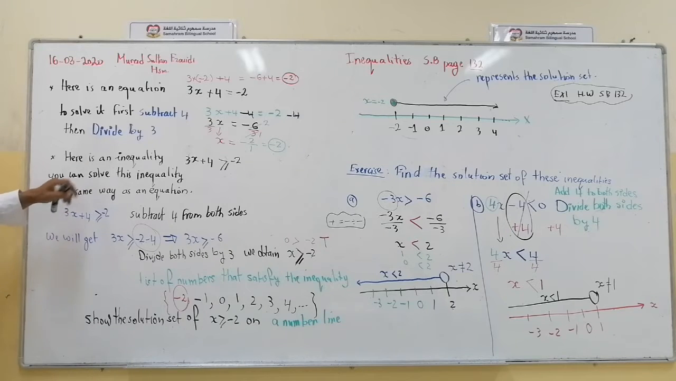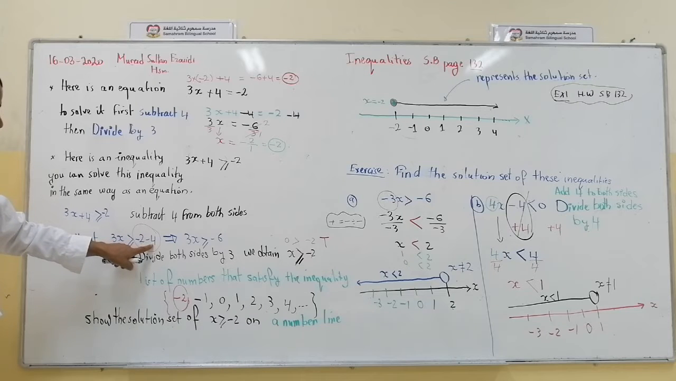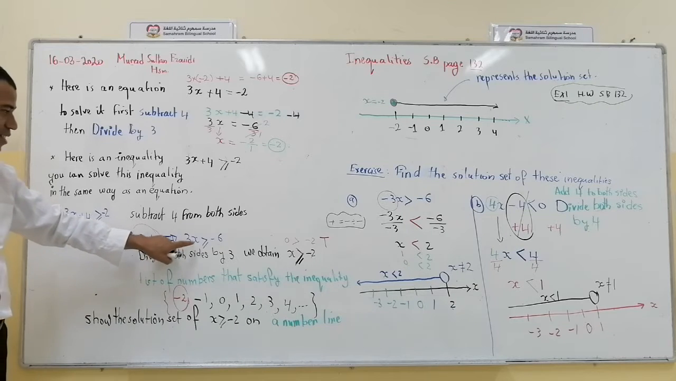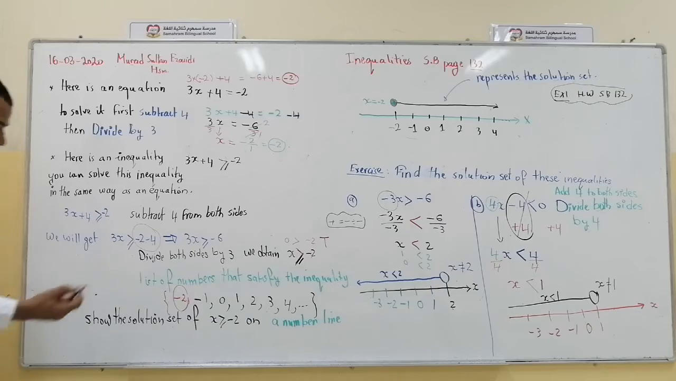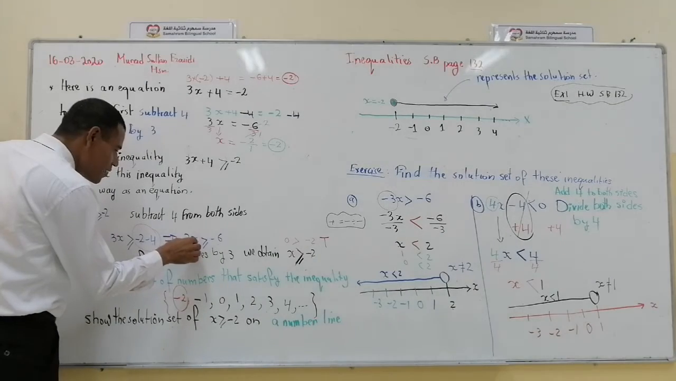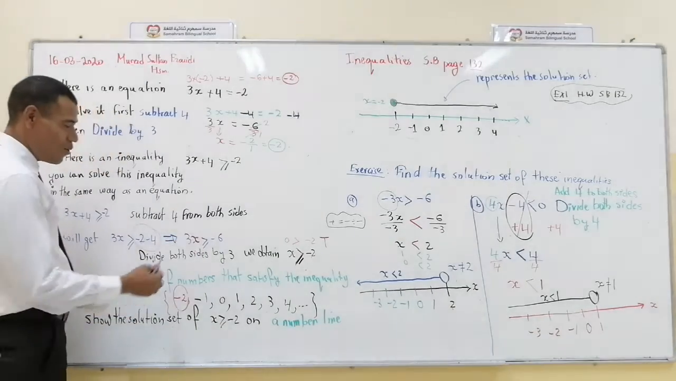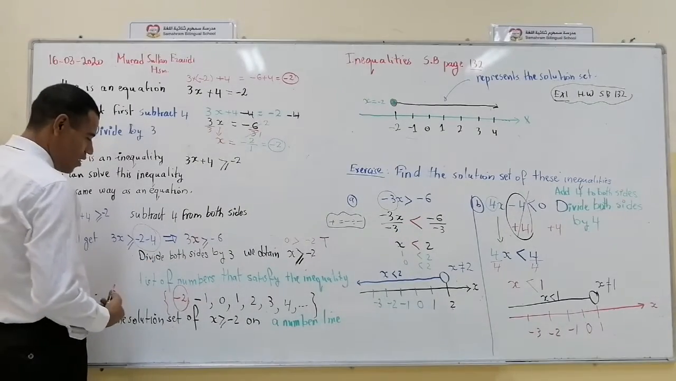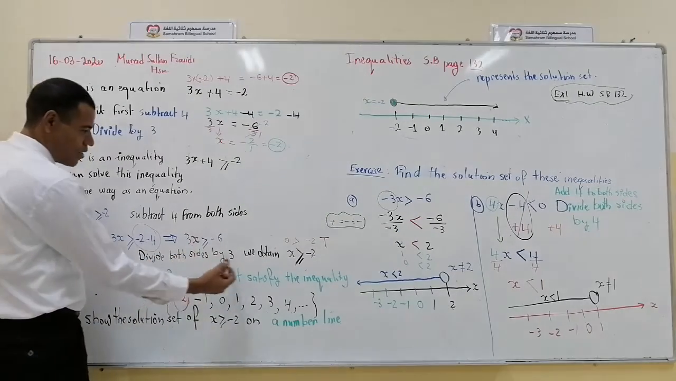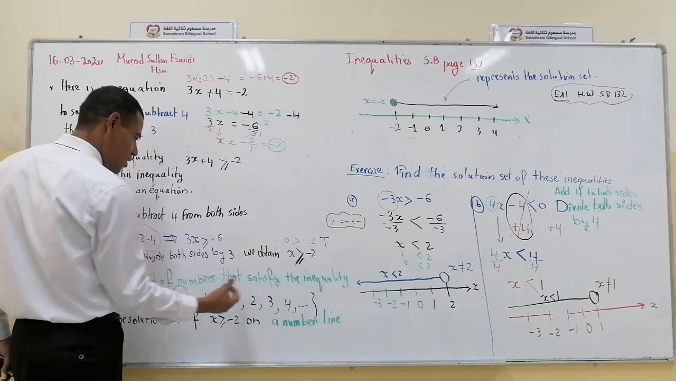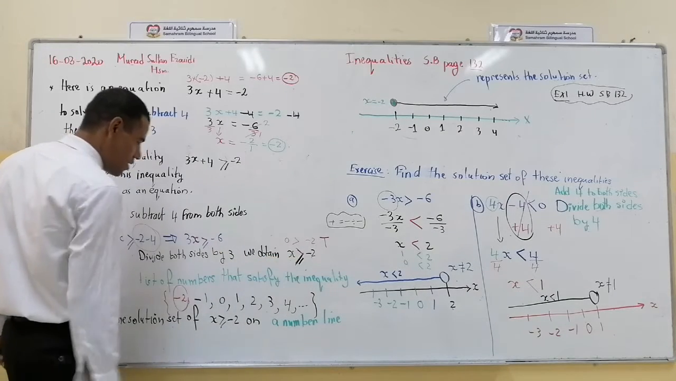So, in order to solve this, we'll do the same way as an equation. Okay? So, we'll subtract 4 from both sides. 3x is greater than or equal to negative 2 minus 4. Okay, this implies 3x is greater than or equal to negative 6. I want only the x, my kids. Okay? So, I will divide both sides by 3. Okay, it will be what? 3x divided by 3 gives only x. Very good. Negative 6 divided by 3 gives negative 2.